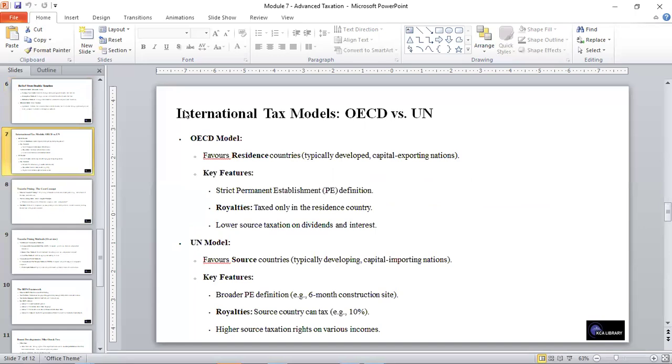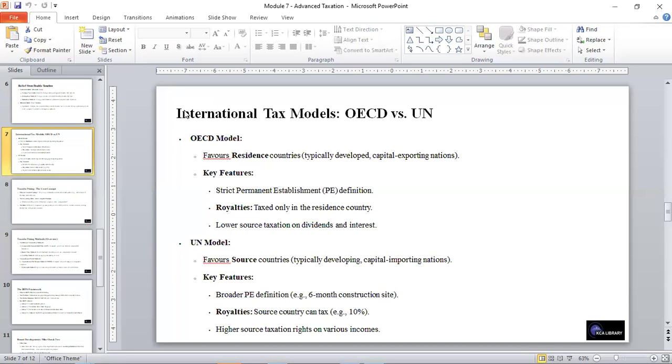We have the international tax models, in which we will look at the OECD and the UN. When we talk about the OECD, this actually favors residence countries, typically developed capital exporting nations. The key features are a strict permanent establishment definition, royalty which is taxed only in the residence country, and another feature is lower source taxation on dividend and interest.